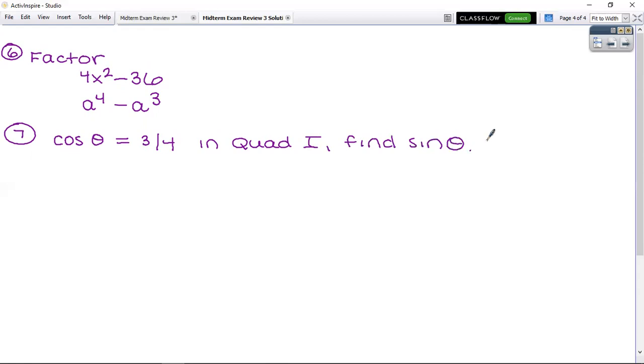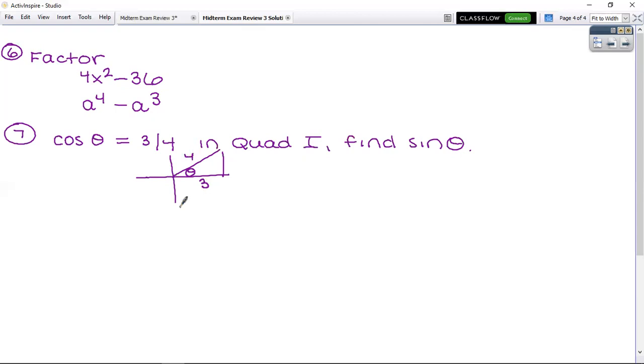So in this case, you're going to sketch a picture. So I have a right triangle in quadrant 1. Theta. Okay. How do I label this? What does the 3 represent? It's cosine. Adjacent. Yeah. And what does the 4 represent? Hypotenuse. Good.